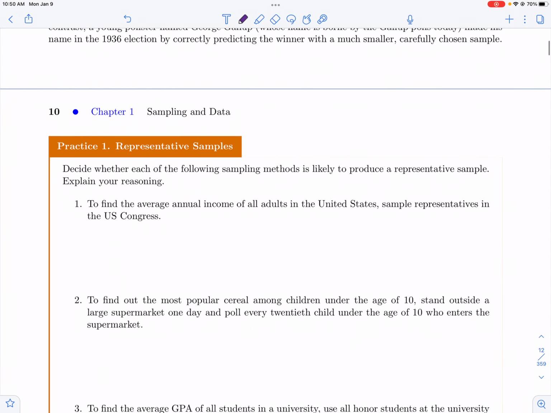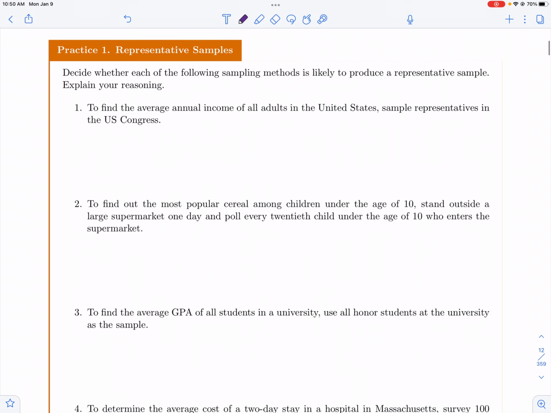So let's look at a couple examples real quick just to make sure we've got the idea of these. Normally we would do these in class, but I'll walk through them and make sure you understand where I'm coming up with these answers, so that you could do these on your own. We're trying to decide whether each of the following sampling methods is likely to produce a representative sample and explain our reasoning.